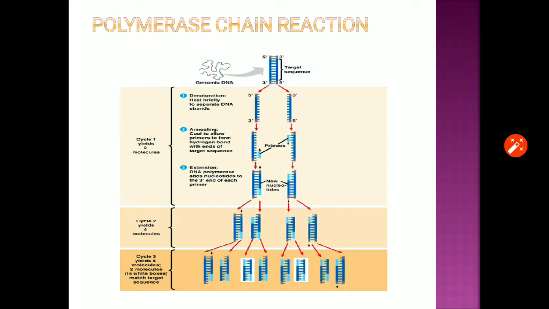Now we'll add deoxyribonucleotides and the Taq DNA polymerase into the process, and with the help of these two the extension of the primer will take place, and that complete process is termed extension. 30 cycles of this will lead to the formation of around 1 billion copies of the desired gene. So this complete process is termed the polymerase chain reaction.